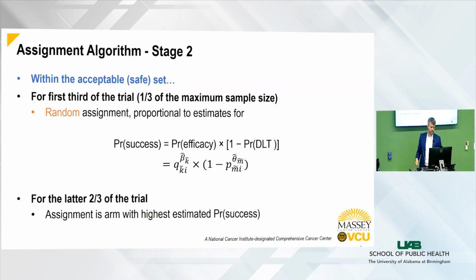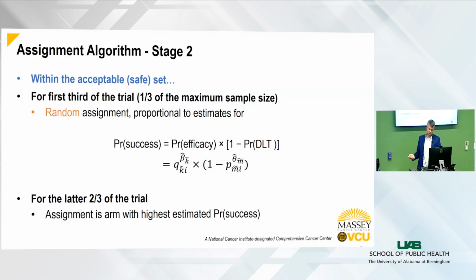Within that acceptable set, I'm going to first do some randomization, and then for the latter part of the trial, just sort of hone in on one that maximizes efficacy. And again, in practice, this is not the end all be all of the amount of randomization that you have. You can randomize for half and then do the other half. You can randomize for the whole thing. I found that the operating characteristics are better when I had a small amount of randomization, and then I honed in on one that I'm maximizing efficacy for, or really I'm maximizing this probability of success.